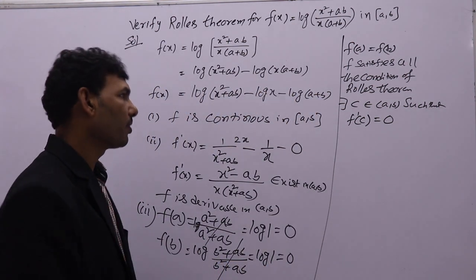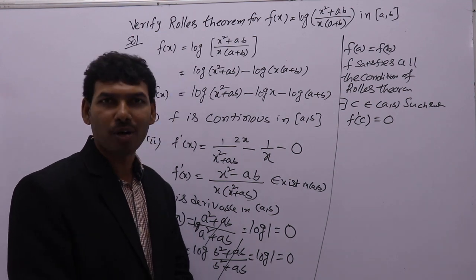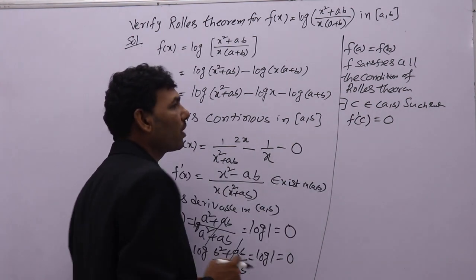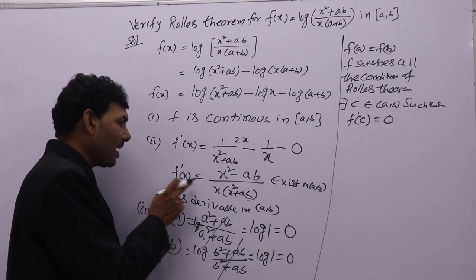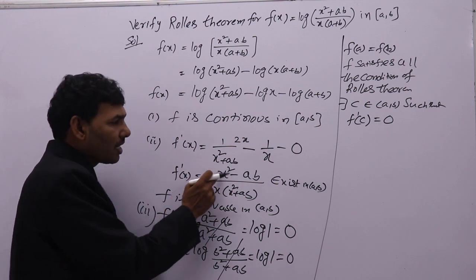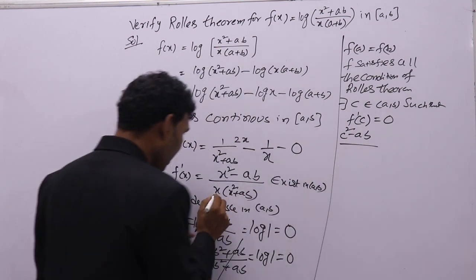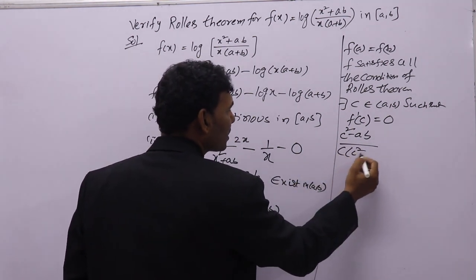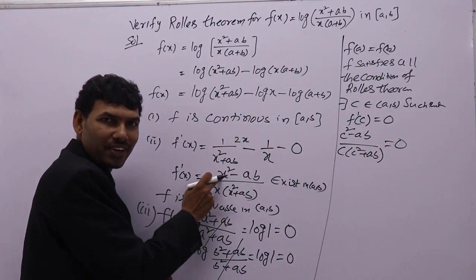Now we will check if f dash of c equal to 0, then does c exist in between a comma b or not. Writing f dash of c equal to 0 is easy for this problem because I already evaluated f dash of x. In this, write c in the place of x. C square minus ab by c into c square plus ab equal to 0.